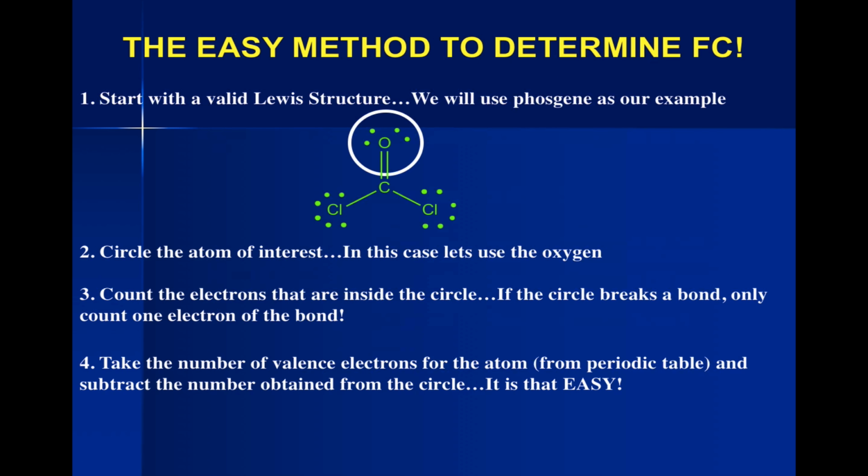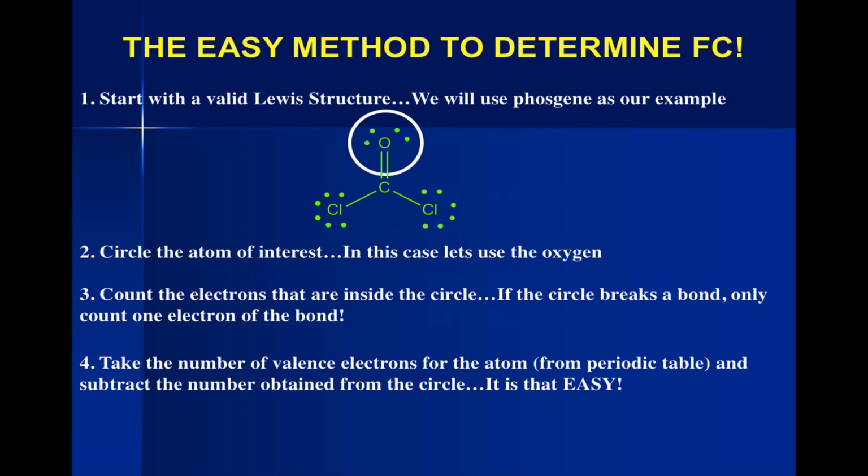Now, the easy method to determine formal charge is, can you draw a circle? If you can draw a circle, you can figure formal charge. Okay? Figure out which atom you're interested in and circle it. Everything that's inside that circle belongs to that atom. What belongs to that oxygen atom? I drew a circle. The 2 lone pairs, that's 4 electrons, right?